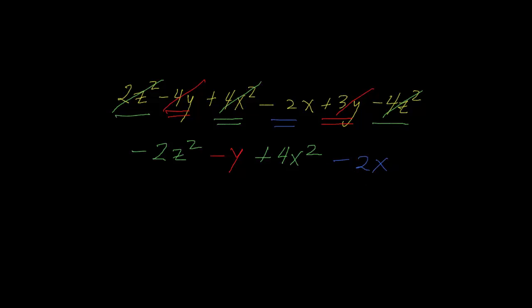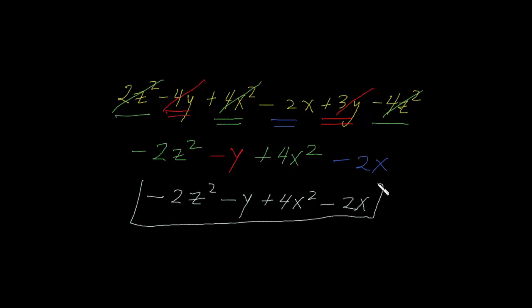Okay, so our final answer, let's go ahead and write it in a single color now. We ended up with a negative 2z squared minus y plus 4x squared and minus 2x. We have combined like terms, just like when mom or dad or whomever says clean your room. They don't need all these different terms all over the place. We want to combine them, make them nice and neat.